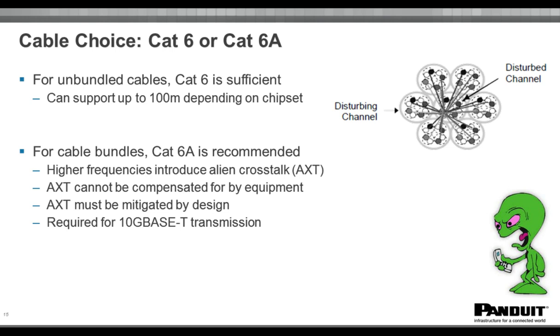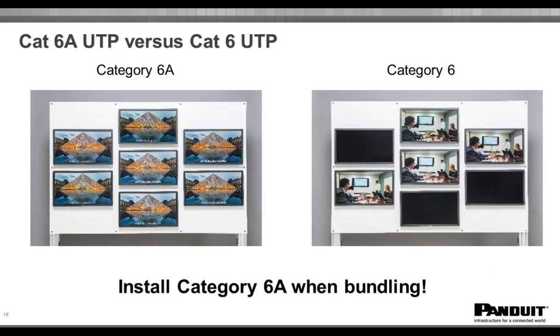And just to step back and give a definition of what alien crosstalk is, it's an unwanted signal coupling onto a twisted pair from another cable's twisted pair. So it's called alien because that disturbance is coming from outside the cable's jacket. And that's why it can't be compensated by equipment. So our recommendation is to install Category 6A cable when you're using a bundled cable.